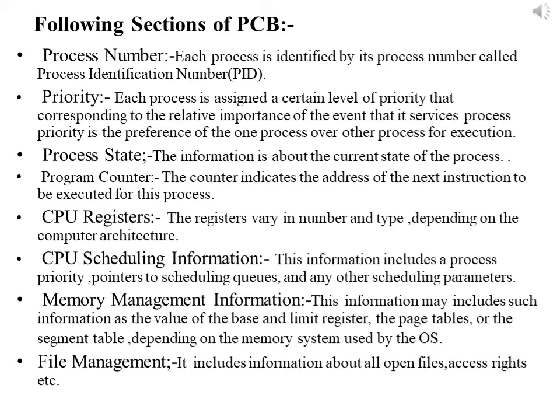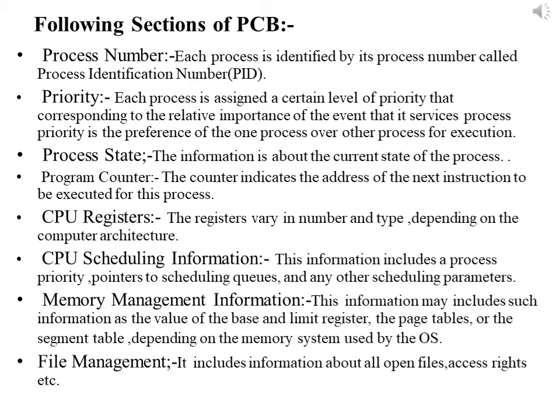Next is the CPU scheduling information. This information includes a process priority, pointers to scheduling queues, and any other scheduling parameters. Next is the memory management information. This information may include the value of the base and limit registers, the page tables or the segment tables, depending on the memory system used by the OS.